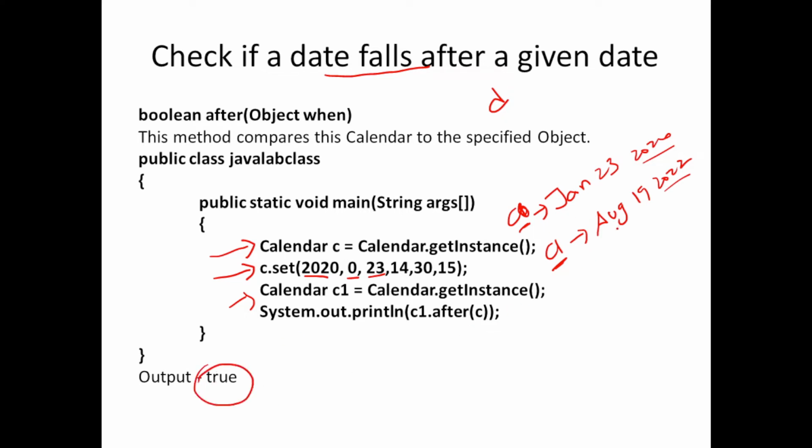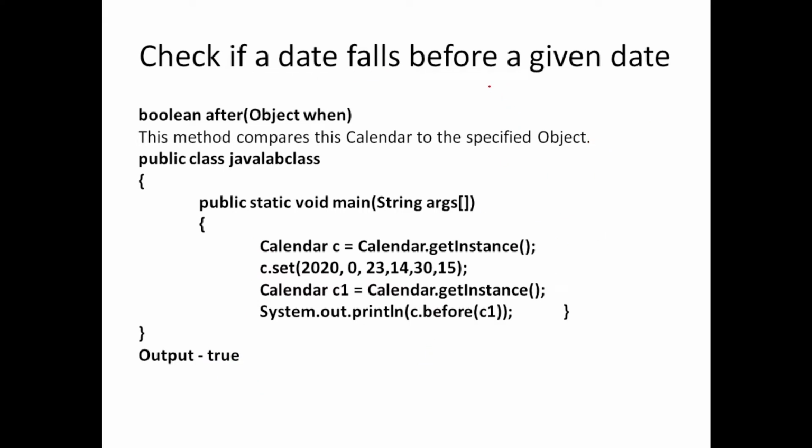So we can check whether a date falls after a given date. It's not only with the number of years, it can be with the days too. If this is August 18th, 2022, August 19th, 2022 falls after August 18th, 2022. So you're going to get the output as true. Okay. So this is the use of the after method.